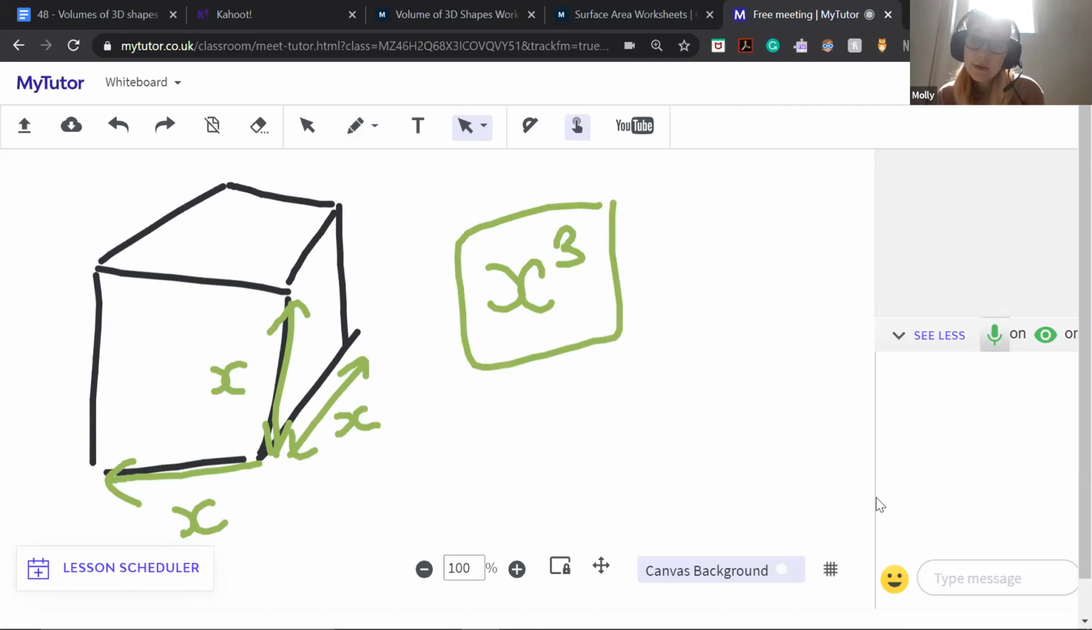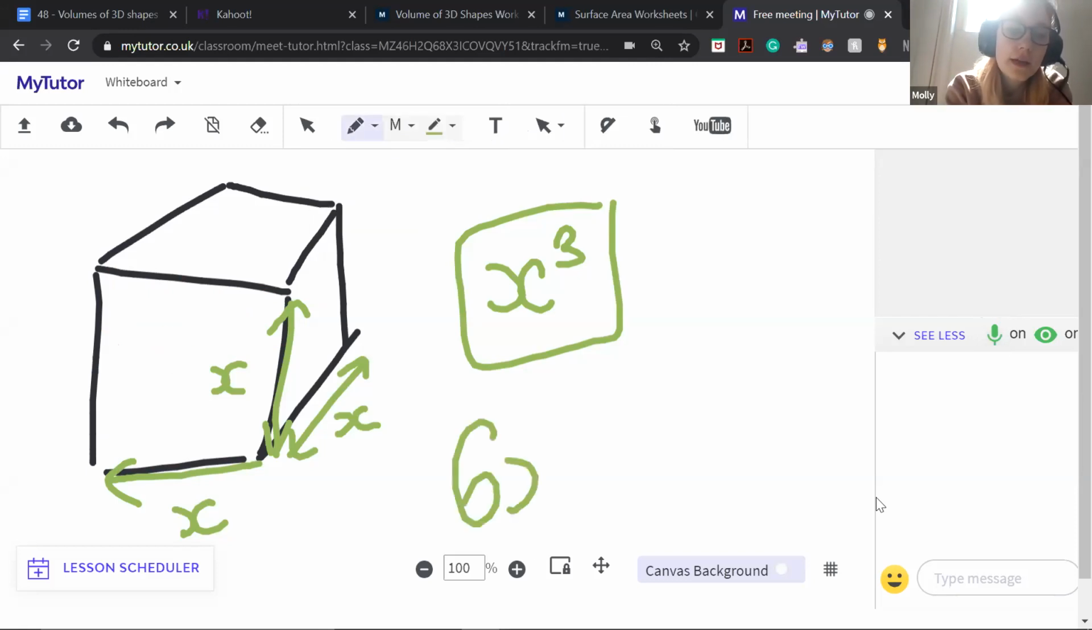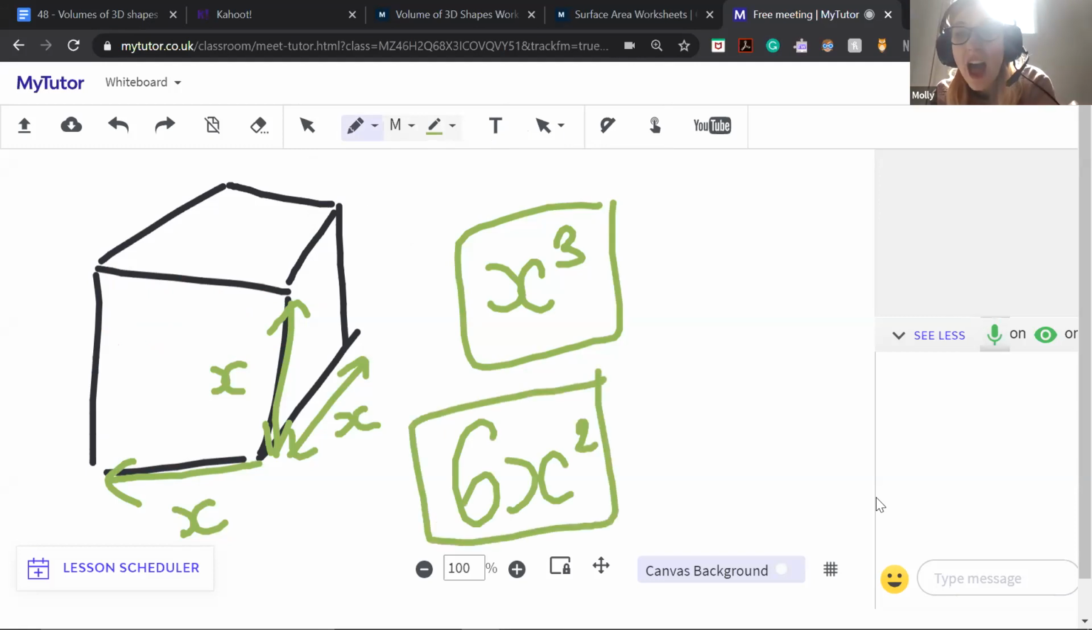For the surface area of a cube, it's nice and easy. The surface area of each face is going to be x squared, just by the area of a square, and then we multiply that by 6. So the surface area is 6x squared. So now, whatever size your cube is, you can really easily find the volume and the surface area.